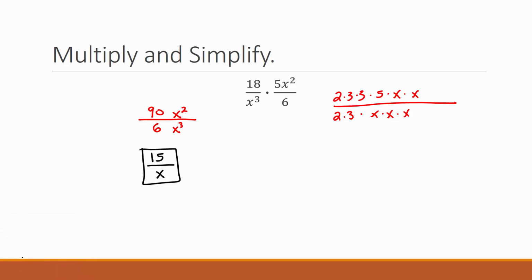Now, we want to cancel out the common factors. So 2 will cancel with 2. 3 will cancel with a 3. We have the 3 times 5 left there. And x will cancel with an x. An x in the numerator cancels with the x in our denominator. And you see we have one x left over in our denominator. So multiply that out. We have 15 over x. Same answer. Two different methods, same answer.